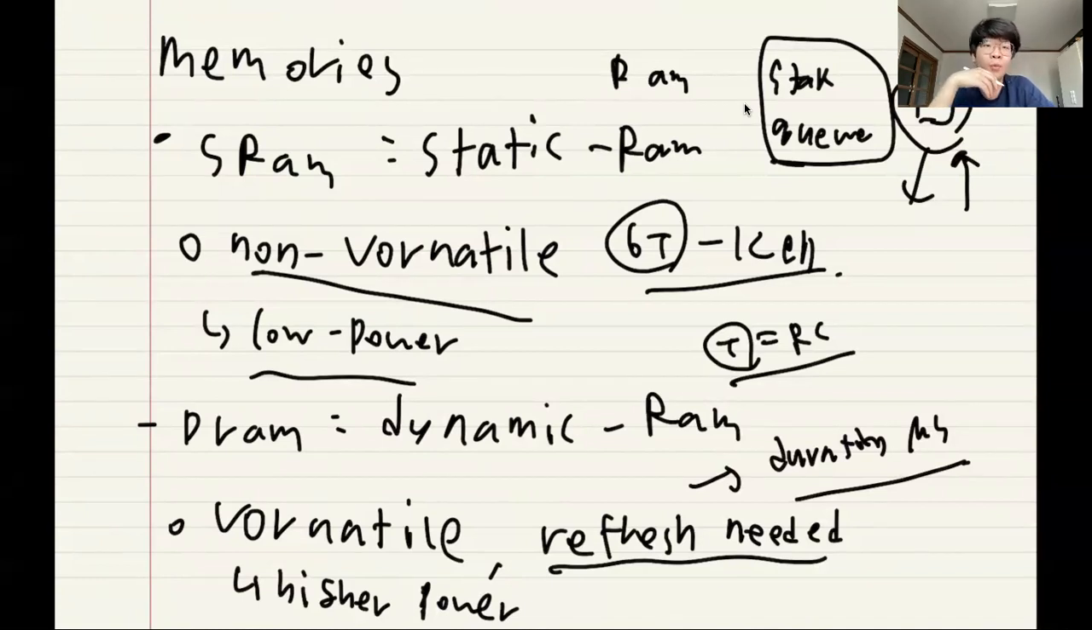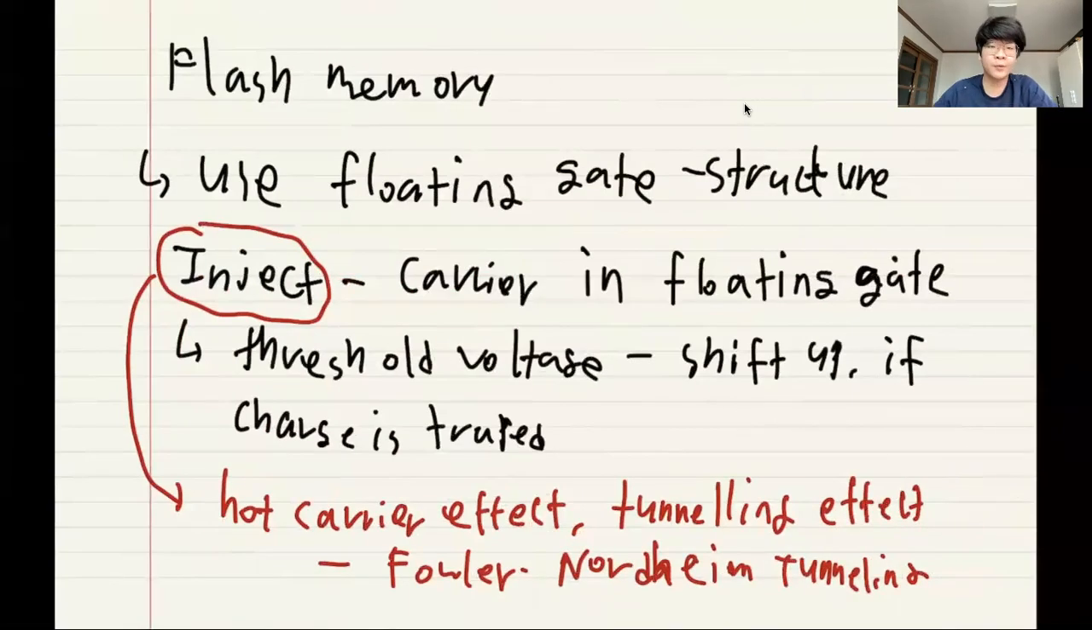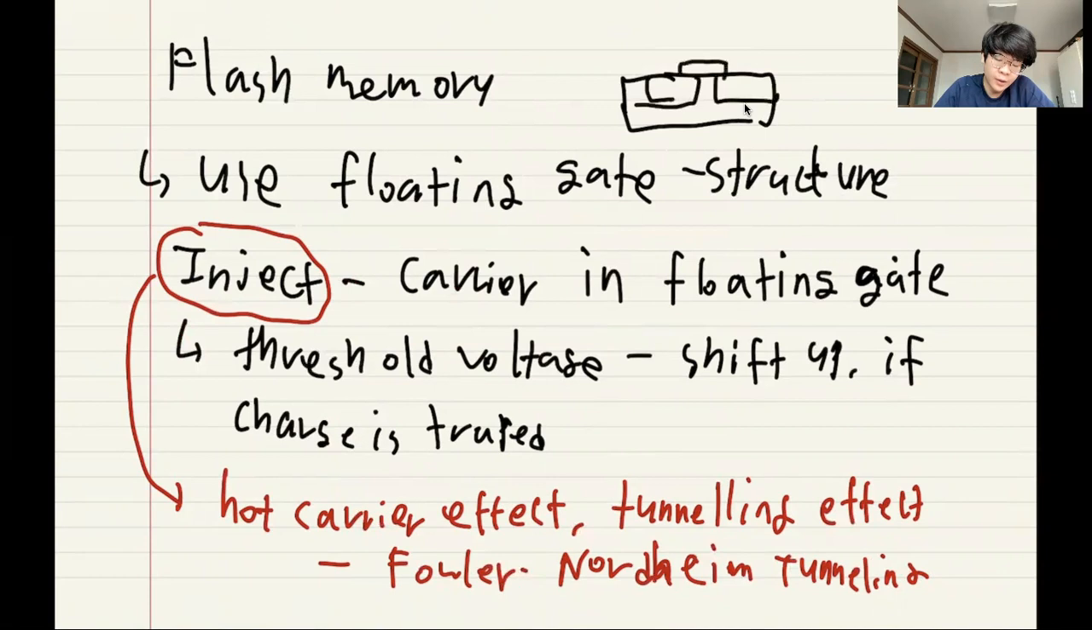However, the DRAM is 10 times, 1,000 times faster than the flash memory. Flash memories basically use a floating gate structure, which means the typical MOS structure has a gate. However, in flash, there is a floating gate inside the MOS structure.